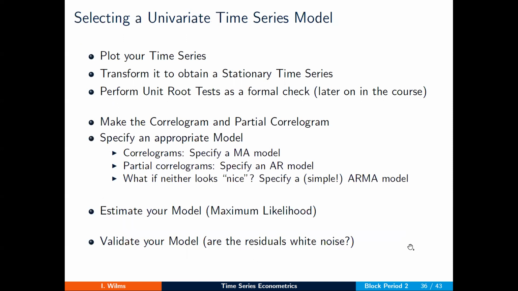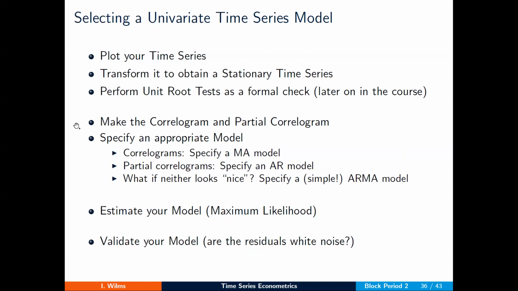I've summarized the roadmap over here on this slide that you would typically follow for a univariate time series analysis. Always start by plotting your time series. Then probably you will see that you need to transform it in order to get a stationary time series. And we will rely on so-called unit root tests to inform us whether a time series is stationary or not. These are all things we will discuss later on in this course. For now, let us say that you have a stationary time series.